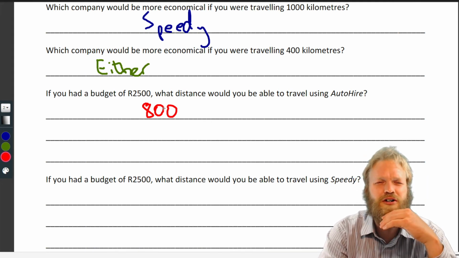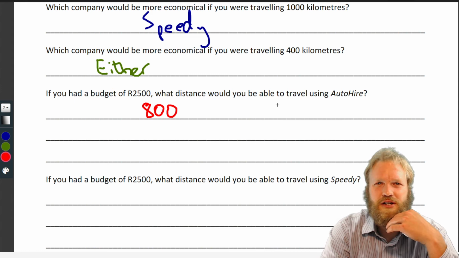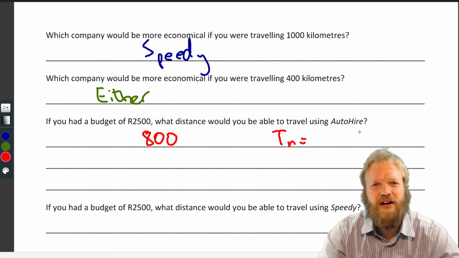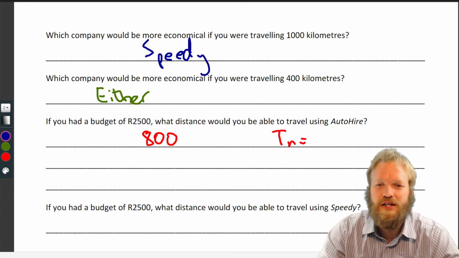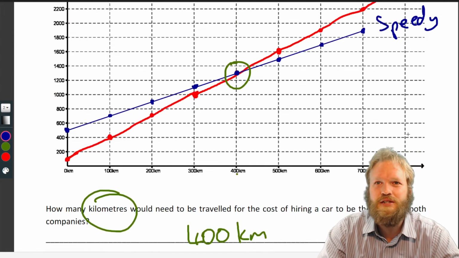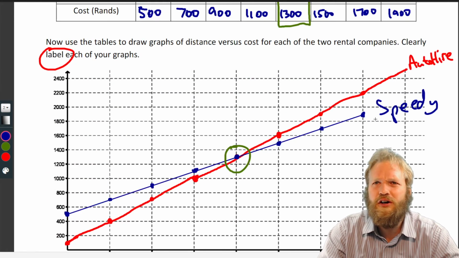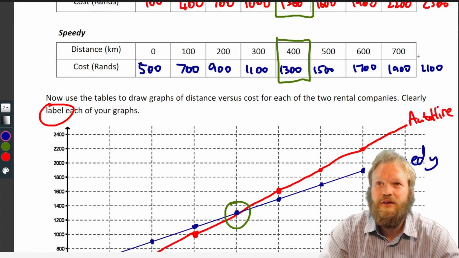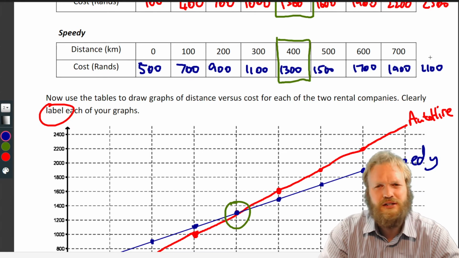In the others, I think you asked to develop a formula first, like a kind of cost equation. Maybe that comes out just now. Okay, if you had a budget of 2,500, what distance would you be able to travel using Speedy? Okay, let's see what Speedy got for us. We're going along here, 2,500. For this one, I'm just going to do this the lazy way for now and go, well, 2,100 would be 800. 2,300 would be 900. 2,500 would be 1,000, right?